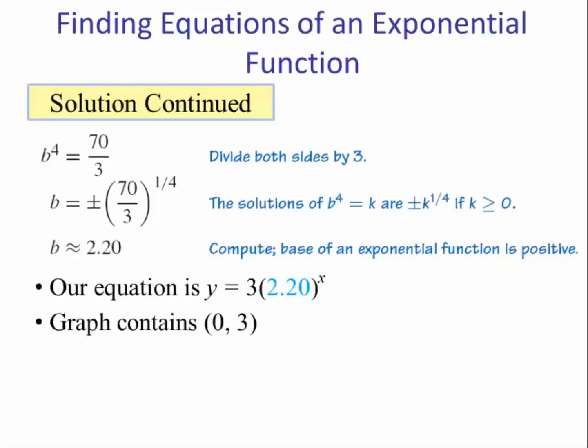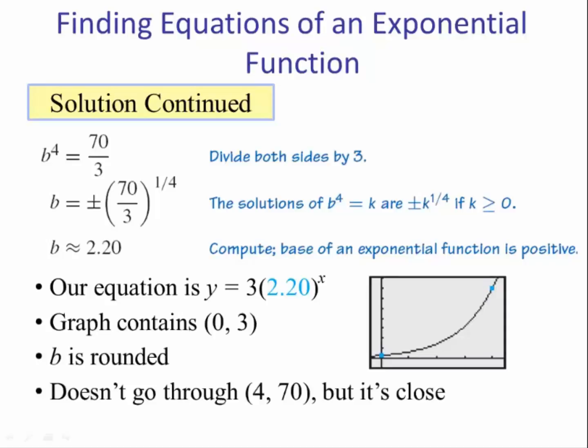So this graph contains (0, 3). It doesn't exactly go through (4, 70), but it's close. And the reason why it doesn't is because we are rounding b to 2 decimal places.